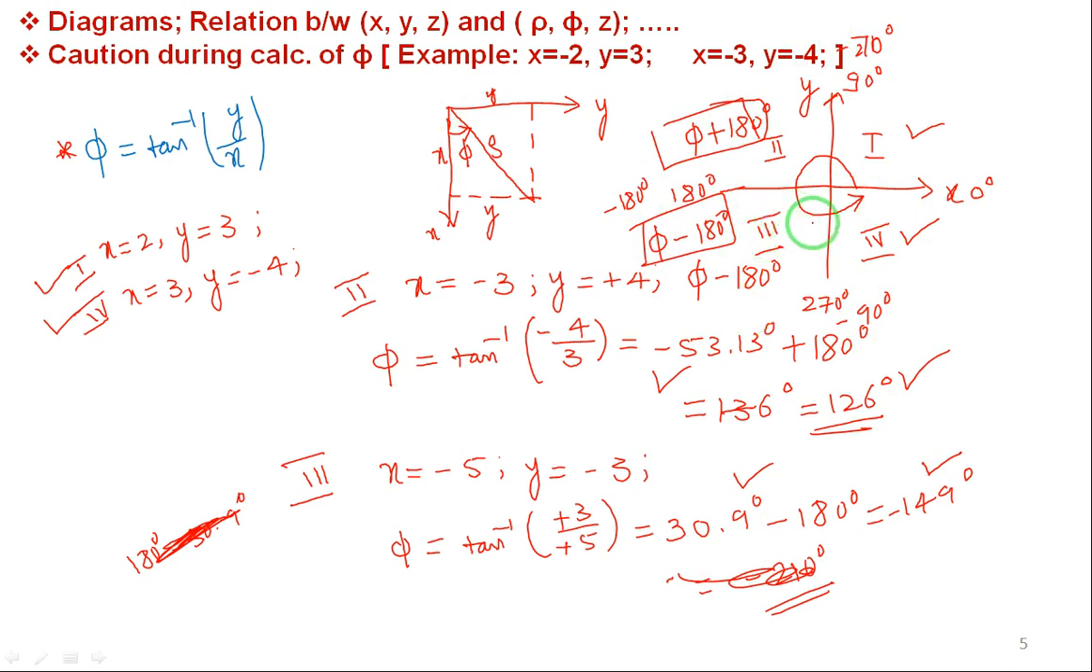Yes, sir. It's correct only. Because it is coming in negative means I have to measure the angle in clockwise direction. That's all. Minus 149 is correct. But 30.9 is wrong. Because earlier if I calculate, I will get 30.9. Subtract minus 180 from it, I will get minus 149. Yes, minus 149 is correct.